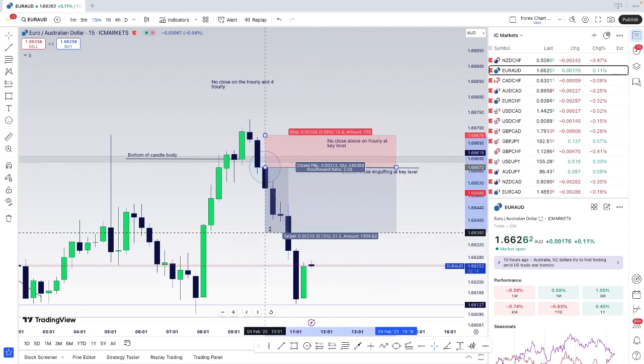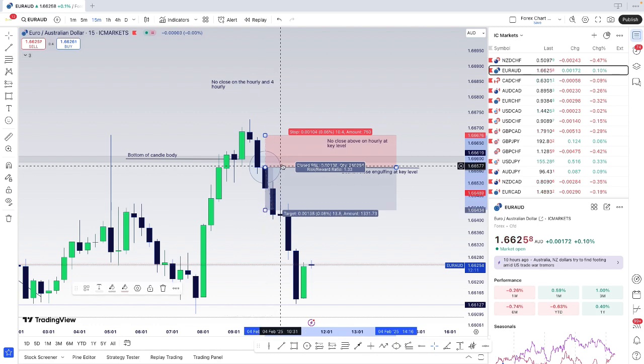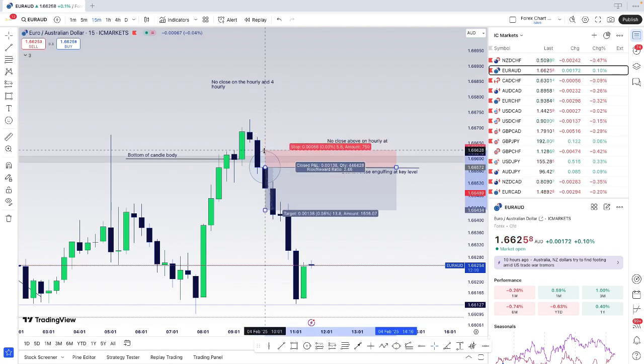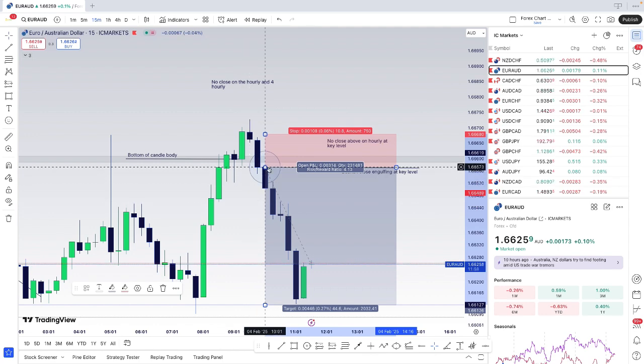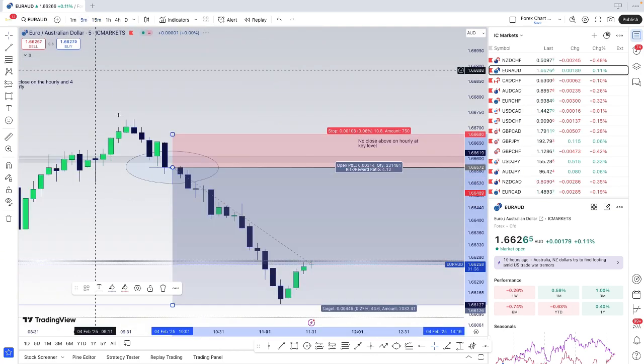You can then be looking to target different areas. Maybe you just want a 1R, or maybe you're just looking to get a 2R here and be in and out of the market. This is all dependent on you, and this is just what I'm trading at the moment, and my strategy. But yeah, then we're just looking to enter on this engulfing candle here.